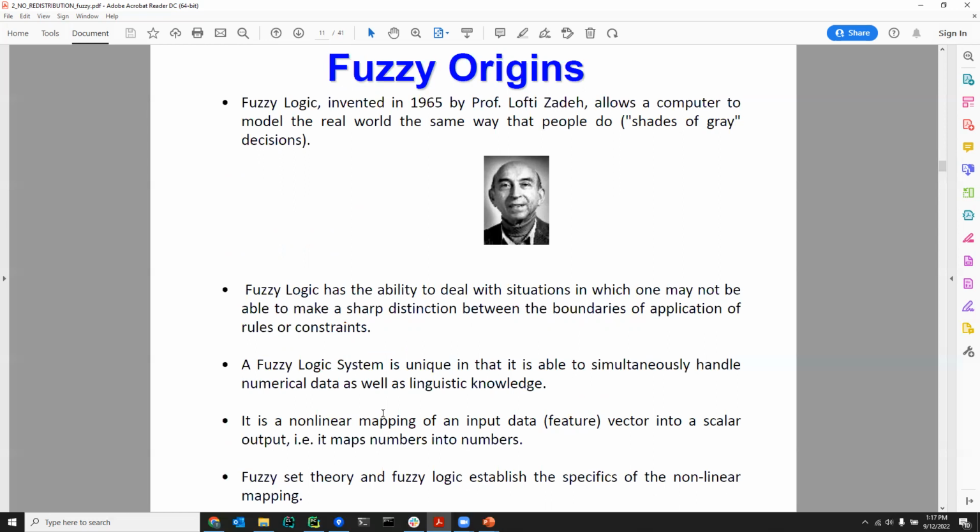So fuzzy's origins: invented in 1965 by Lotfi Zadeh. And it has the ability to deal with situations in which you may not be able to make a sharp distinction between the boundaries. It's unique in that it's able to simultaneously handle numerical data as well as linguistic knowledge. It is often, not always, but often a nonlinear mapping of input data into output data. It's not necessarily a vector into a vector. You can have multiple outputs, but in many cases we have a feature input, a vector input, to a scalar output.